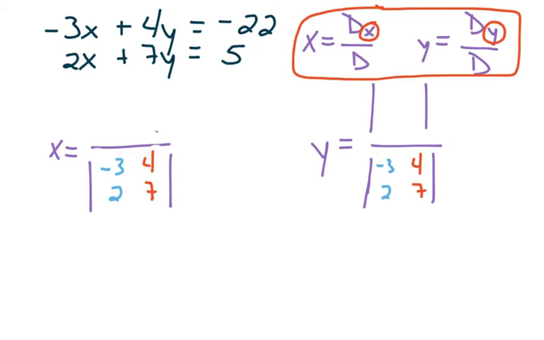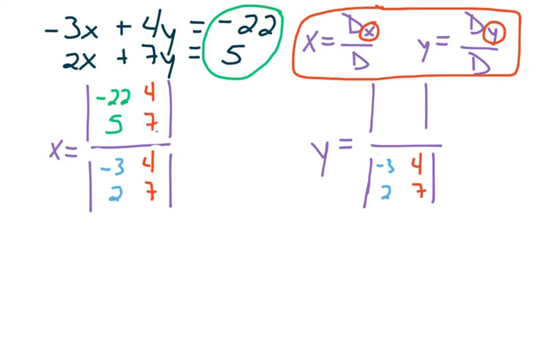Now on top, I need my d sub x. So I'm solving for x, so I'm going to replace the x coefficients. The x coefficients were the -3 and 2, and remember the x coefficients were always in that first column. So I'm going to take the -3 and the 2 out. Now what could I possibly replace it with? Well, the only numbers I have left to replace it with are the constant values. I haven't used those yet, so that goes in the first column. So I replace the x's and put the constant values in for them. The second column are the y's, and it's going to stay exactly the same.